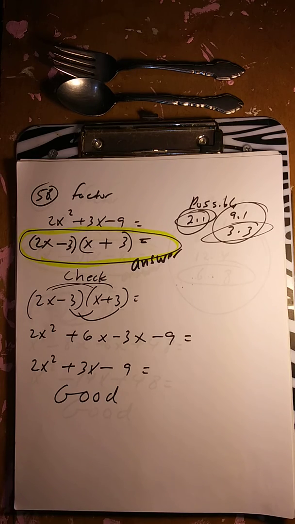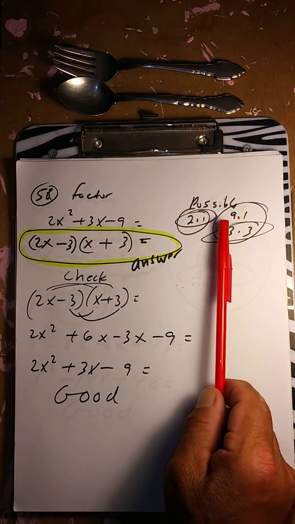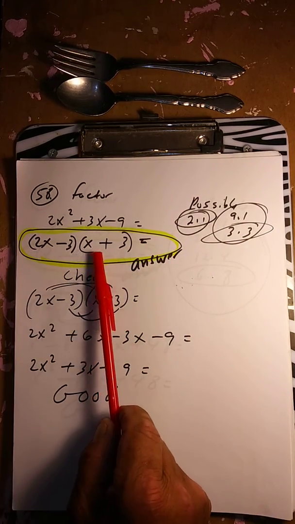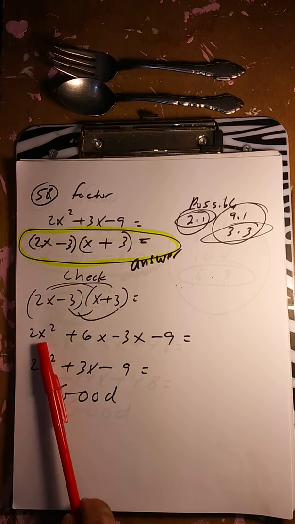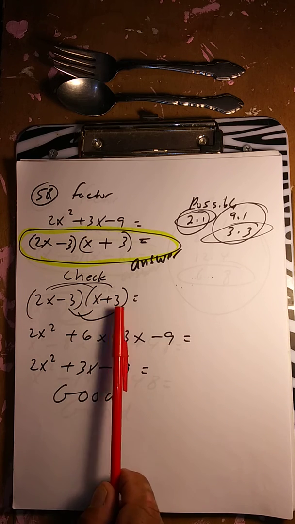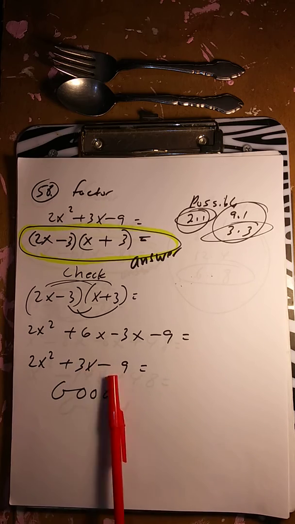All right, so now this one. 2, 1, 9, 1, 3, 3. Let's go with 2x minus 3, x plus 3, maybe. Let's check it. That times that is 2x squared. That times that is 6x. And that times that is minus 3x. And that times that is negative 9. 2x squared plus 3x minus 9. Is that right? Yep, that's right.